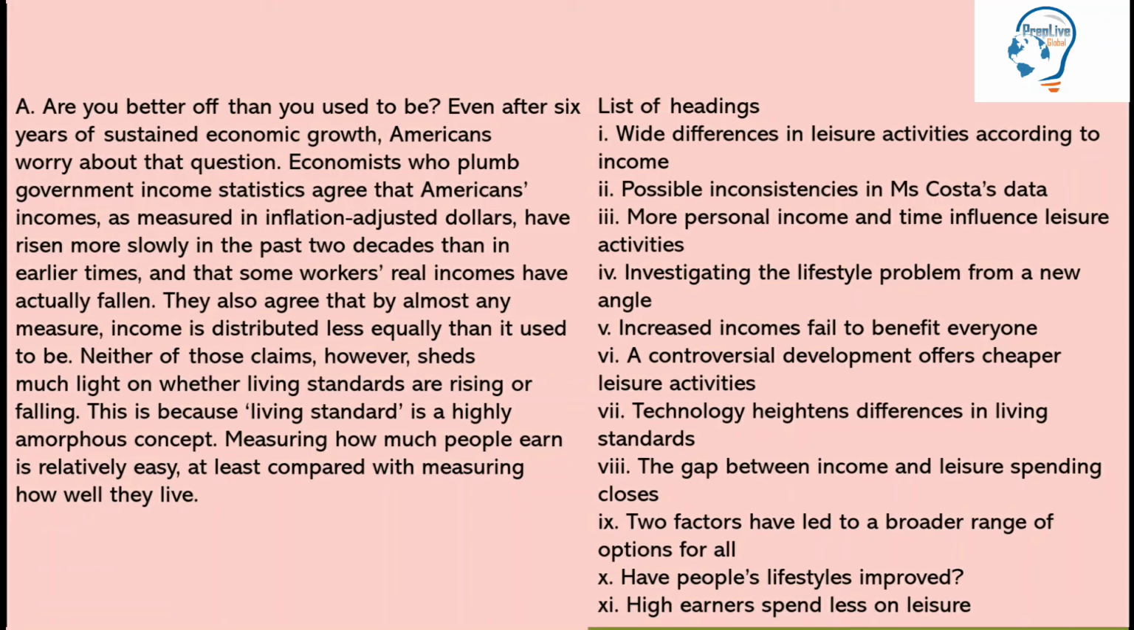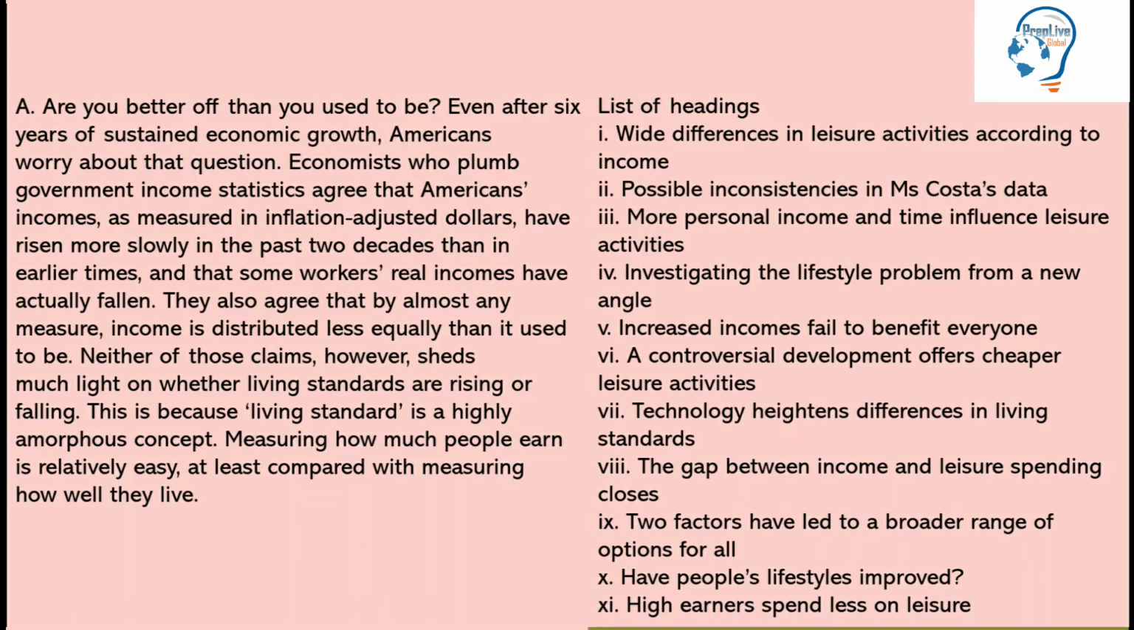Come to the headings now. First is wide differences in leisure activities according to income. They haven't compared leisure activities and income. This option is wrong. Next option is possible inconsistencies in Miss Costa's data. This word is not there. See, Miss Costa's is not there. Next is more personal income and time influence leisure activities. They haven't talked about personal income, time.